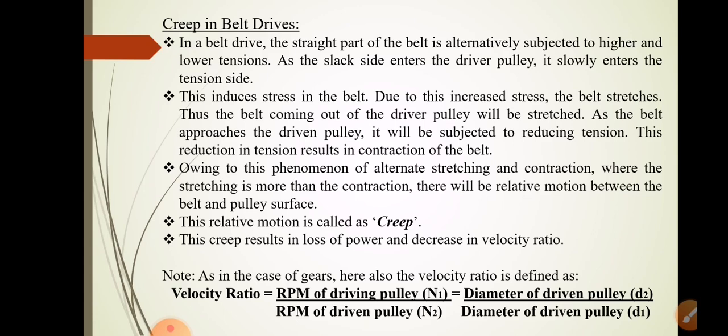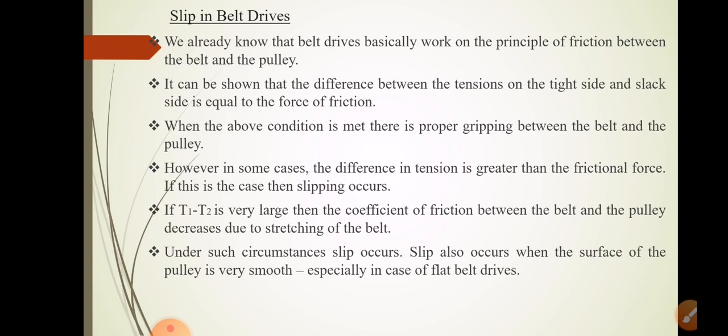Now we'll see what is the meaning of slip. Now we know that belts basically work on the principle of friction. There's nothing else except for a timing belt, of course. So it is mainly due to friction that the belt drives the pulley, and the pulley, since it is rigidly mounted on the shaft, when the pulley rotates, the shaft also rotates. So there has to be friction between the belt and the pulley.